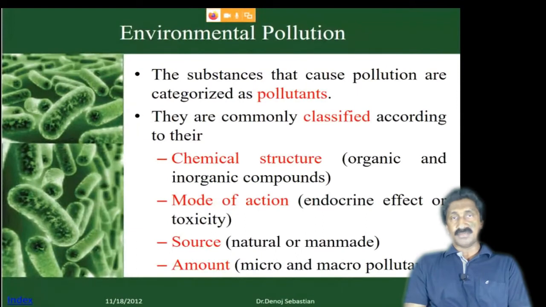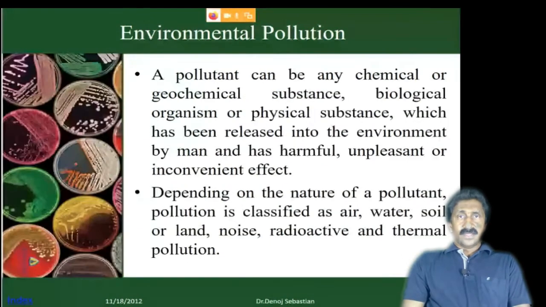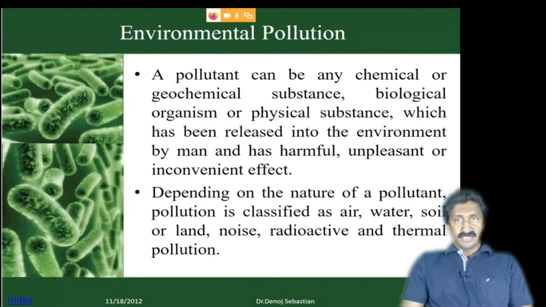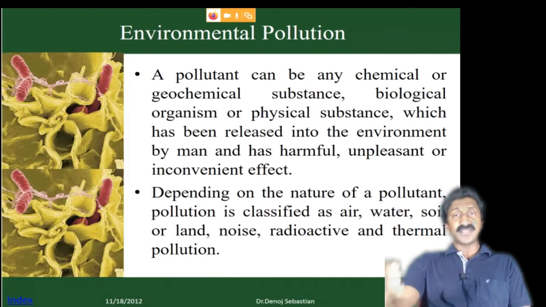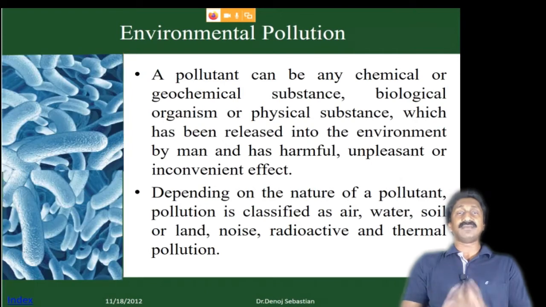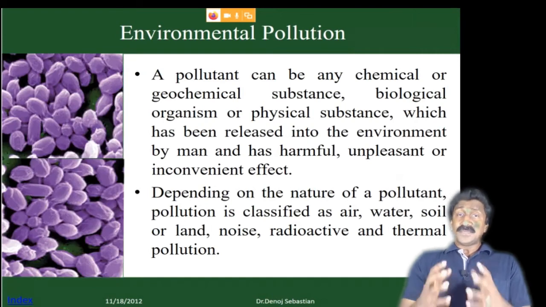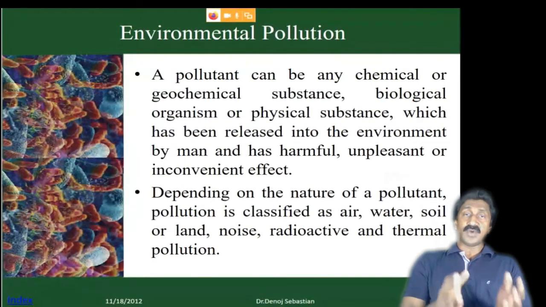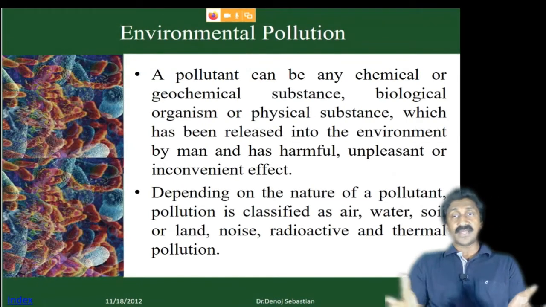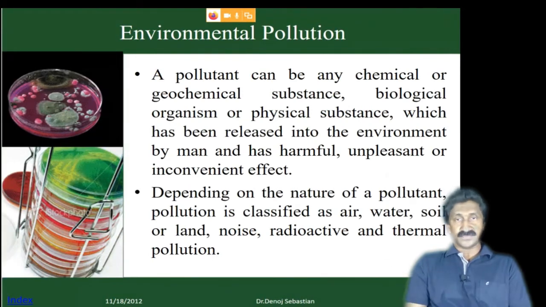Some of the examples were marked there. A pollutant can be any chemical or geochemical substance, or a biological organism, or a physical substance which has been released to the environment by man and has a harmful, unpleasant or inconvenient effect. So that is a pollutant. Depending on the nature of a pollutant, the pollution is classified as air, water, soil or land, noise, radioactive, thermal, etc.